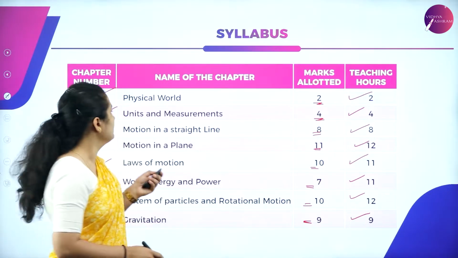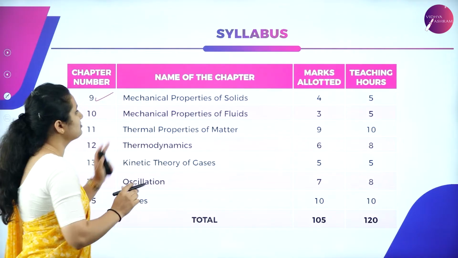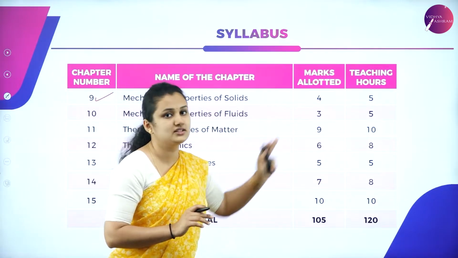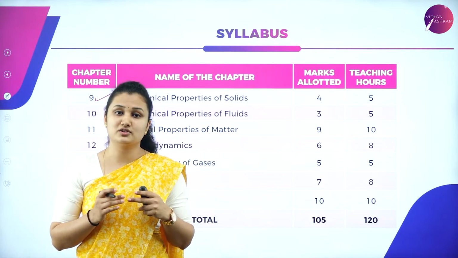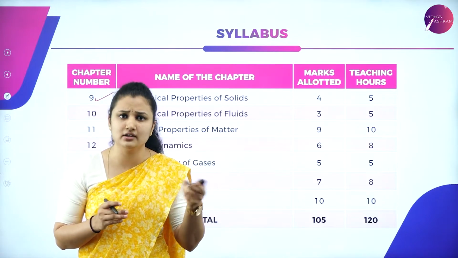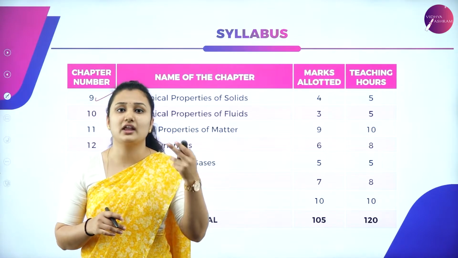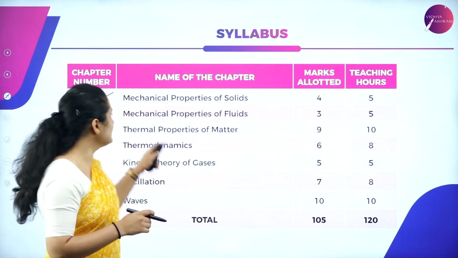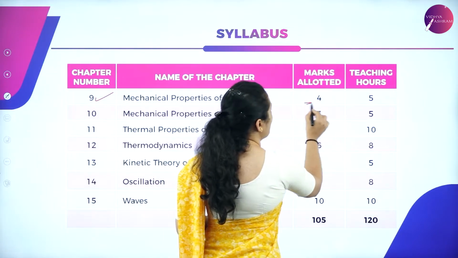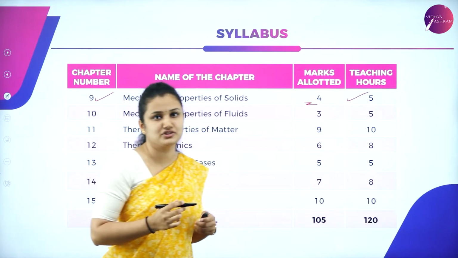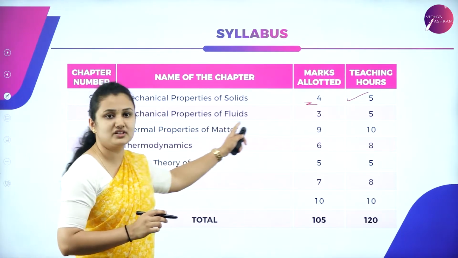So next, the 9th chapter is from your part 2 physics textbook, mechanical properties of solids, wherein you will be studying what you mean by elasticity and also about stress, strain, the different types of stress and strain, rigidity modulus, Young's modulus, Hooke's law. All these will be discussed in mechanical properties of solids, which has 4 marks, and I need 5 sessions to complete this chapter.